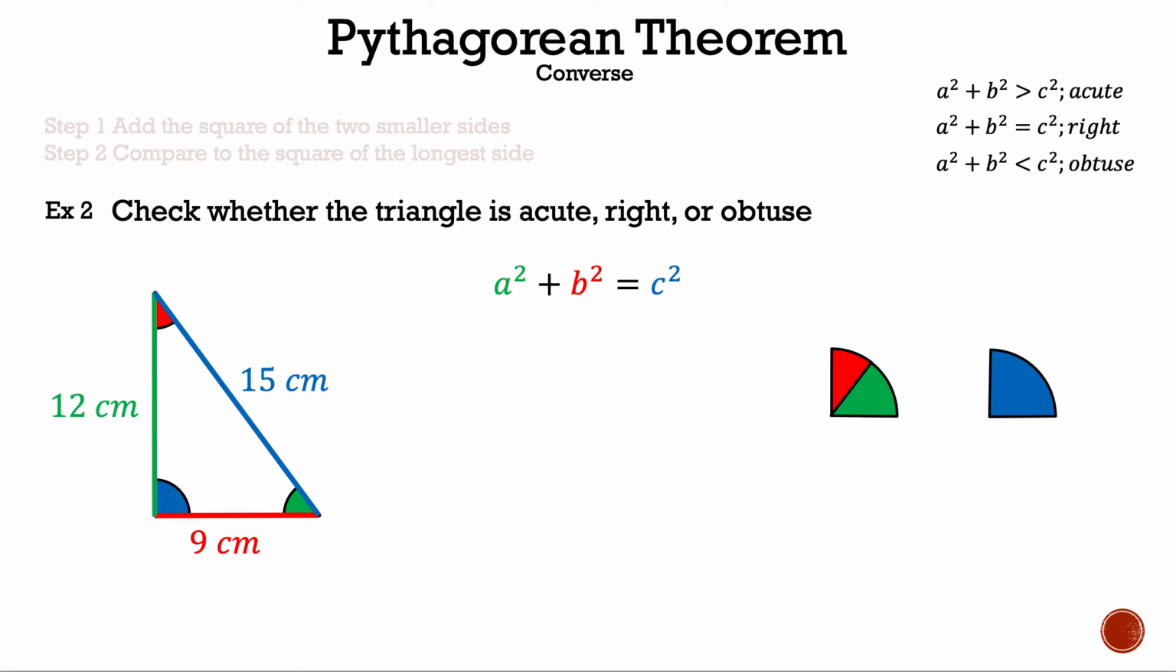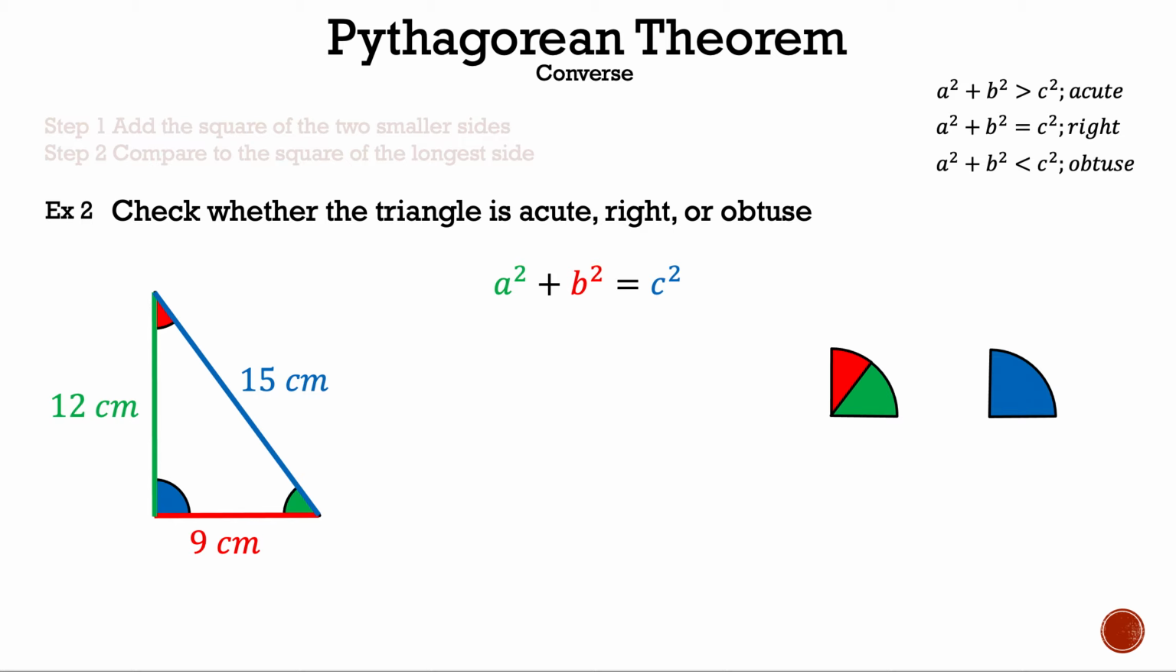Now let's take a look at example 2. Let's read the question. Check whether the triangle is acute, right, or obtuse. We already have the Pythagorean theorem written down. A squared plus b squared is equal to c squared. Now let's take a look at the image that they gave us. They gave us a triangle with three measurements: 9 centimeters, 12 centimeters, and 15 centimeters.